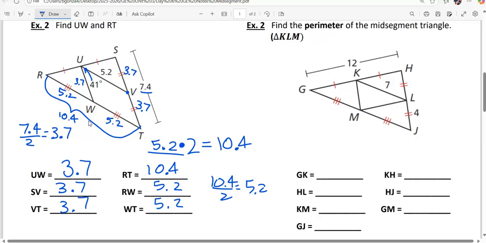Okay, I know that had a bunch of ugly decimals. I want you to try number 2. I'll give you a minute or two.